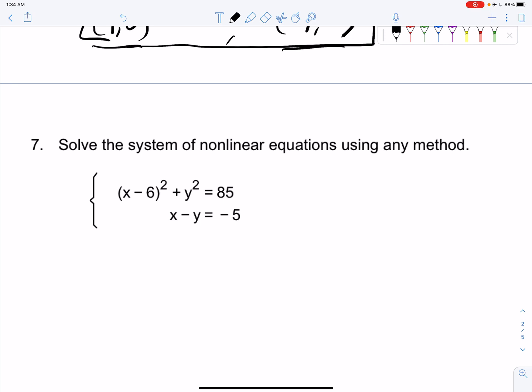So let's take a look at this. Solve the system of nonlinear equations using any method. So what method did I want to use? I'm trying to remember, what did I do? I mean, there's different things you can do.